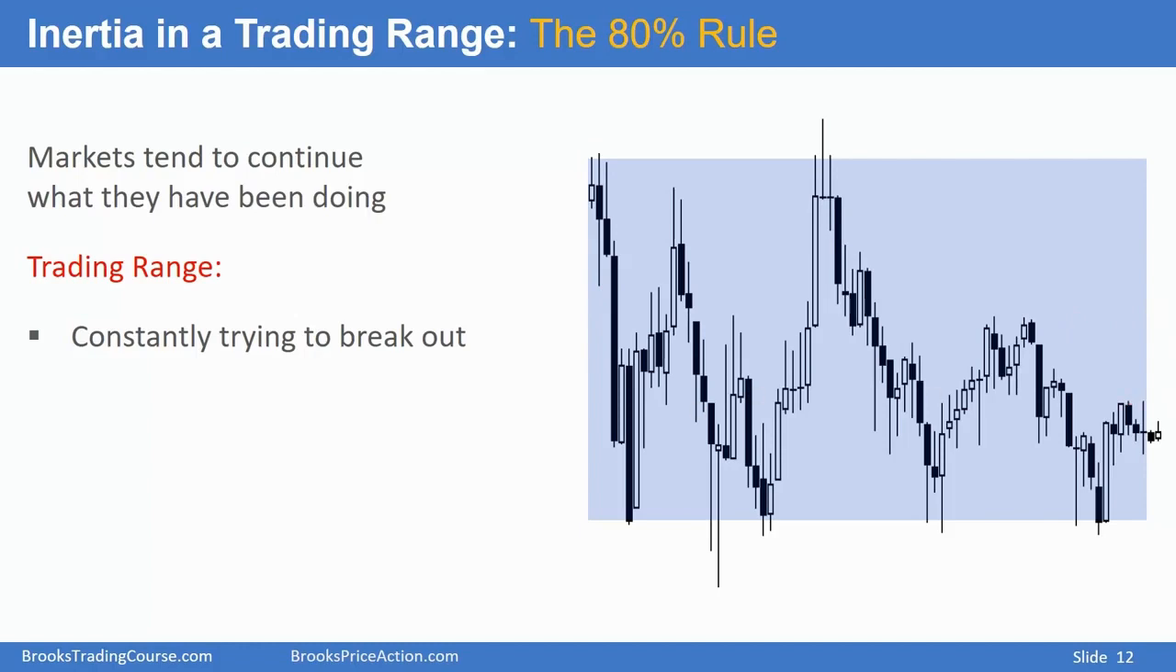So trading ranges are constantly trying to break out. New low, new low, new high. But 80% of the breakout attempts fail. So lots of new lows, lots of new highs. But markets have inertia. That's my 80% rule. 80% of trading range breakouts fail. 80% of trend reversal attempts fail.